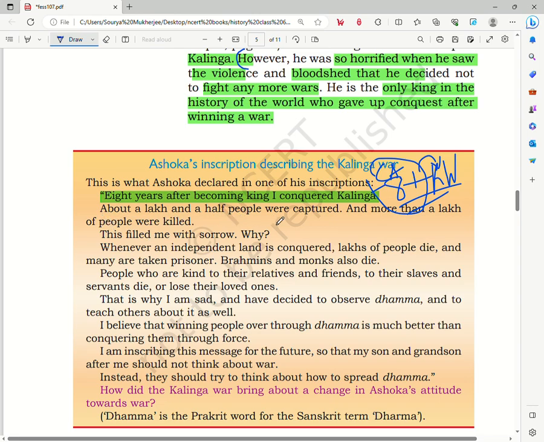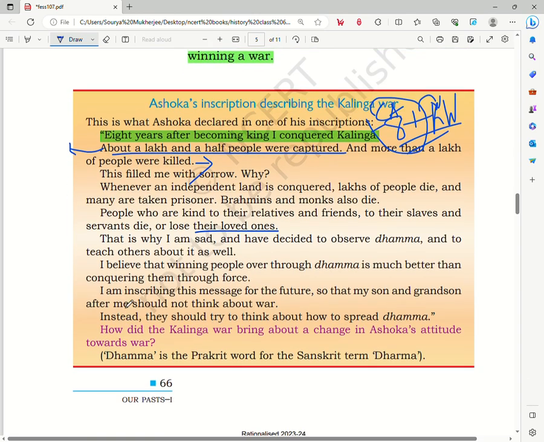"About 1.5 lakh people were captured." So we see here that the number of people taken captive is also given, "and more than 1 lakh people were killed." The number of people who were killed is also given. "This fills me with sorrow. Why? Whenever an independent land is conquered, lakhs of people die and many are taken prisoners. Brahmins and monks also die. People who are kind to their relatives and friends, to their slaves and servants, die and lose their loved ones. This is why I am sad and have decided to observe Dhamma and to teach others about it as well."